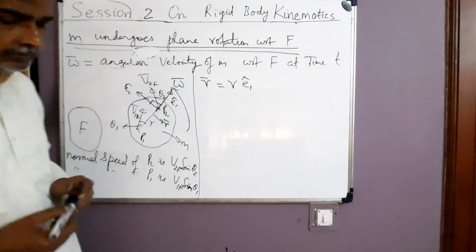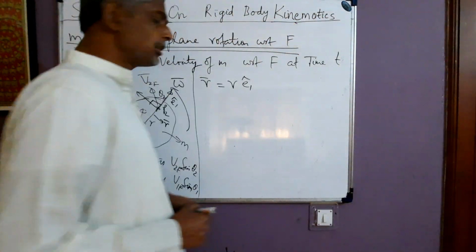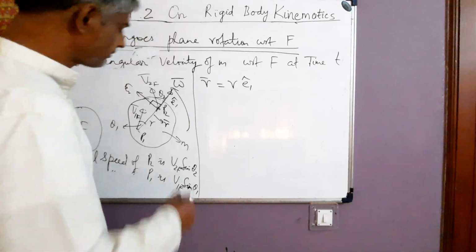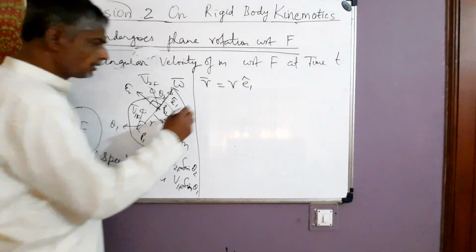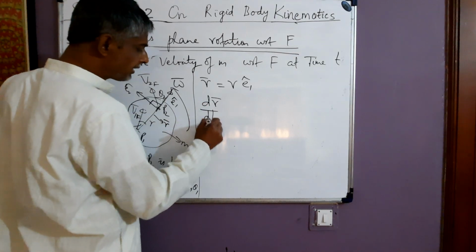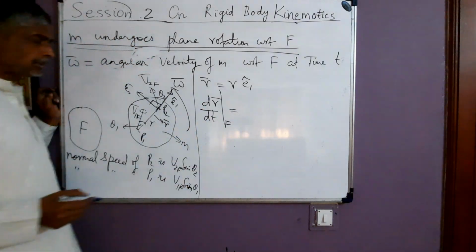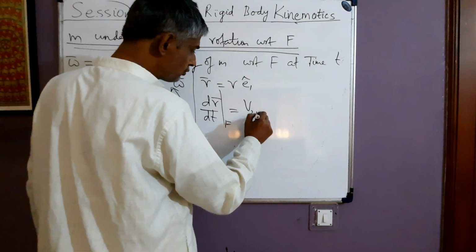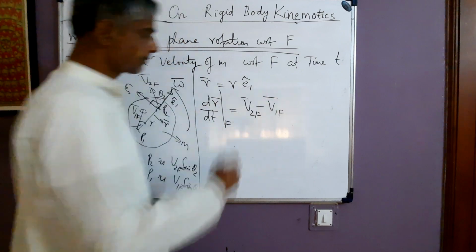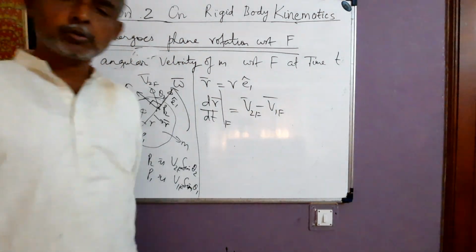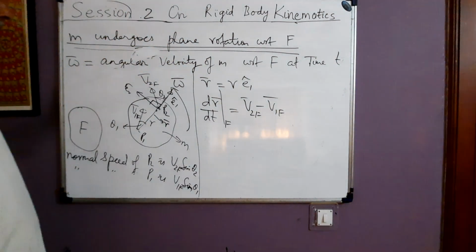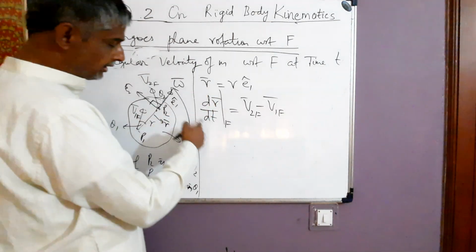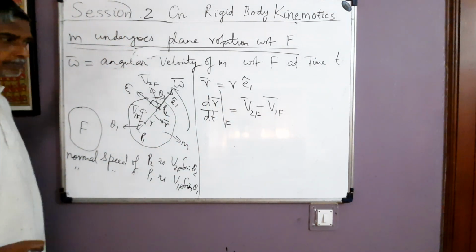Now, in the 13th video on relative velocity, I defined what is meant by relative velocity between 2 points in a given frame F. It is this much: dr by dt in frame F, that is the relative velocity of P2 with respect to P1 in frame F. That is just equal to V2F minus V1F. This I defined in the 13th video on relative velocity. You can go and check it there. So dr by dt in frame F is equal to V2F minus V1F. This quantity is the relative velocity of P2 with respect to P1 in frame F.